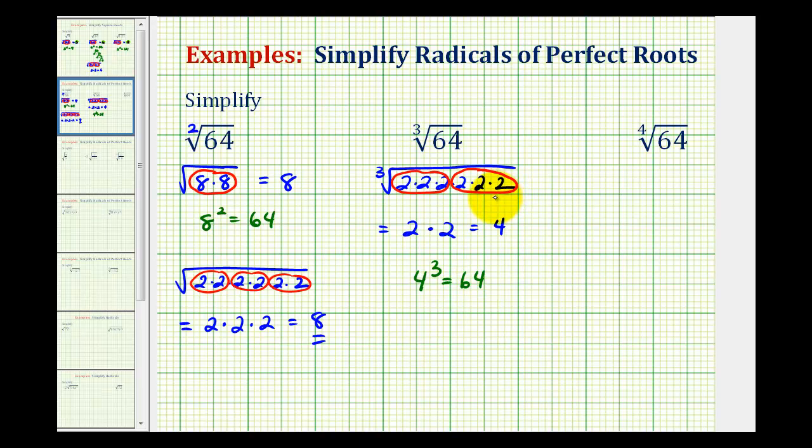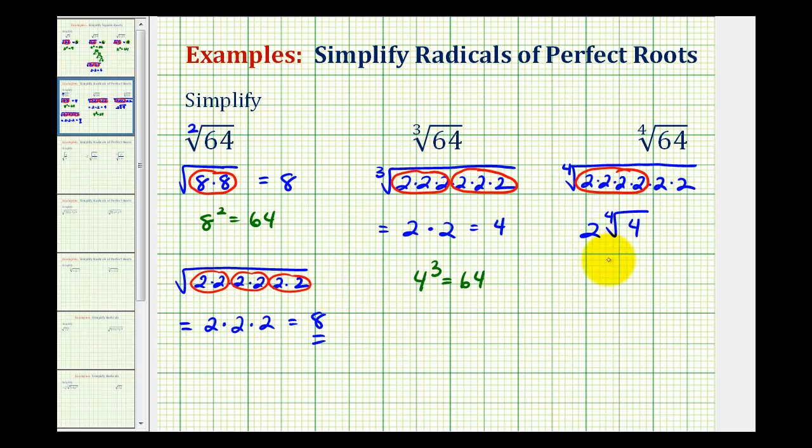And now we'll use the same technique to simplify the fourth root of 64. So we'll use the prime factorization of 64, which is 6 factors of 2. But now because we're looking for fourth roots of 64, we will circle groups of 4. Notice how we have some leftovers here. So the fourth root of this group of 2s would be equal to 2. Then we have the fourth root of the leftover 2 times 2, which is equal to 4. So the fourth root of 64 is equal to 2 times the fourth root of 4.